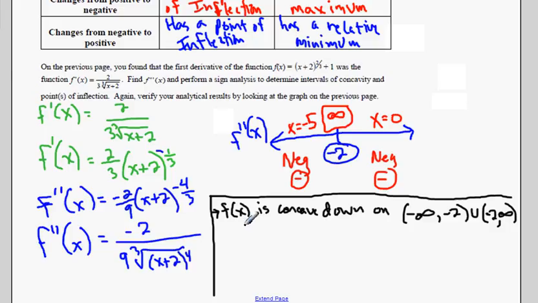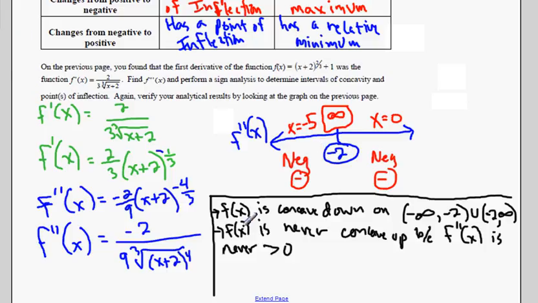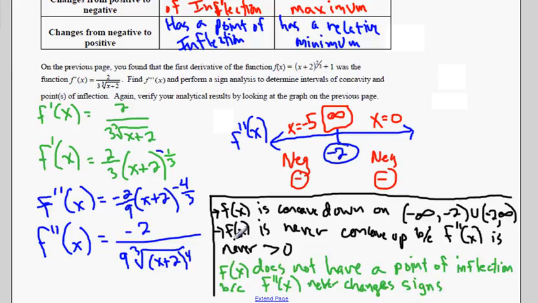So what can I conclude? I can conclude that the original function is concave down on the interval from negative infinity to negative 2, not including negative 2, and negative 2 to positive infinity. So pretty much everywhere but when x equals negative 2. Why? Because the second derivative is negative. And the original function is never concave up because f double prime of x is never greater than 0.